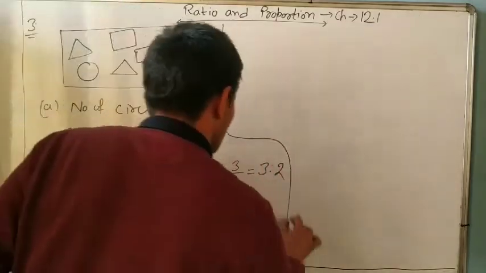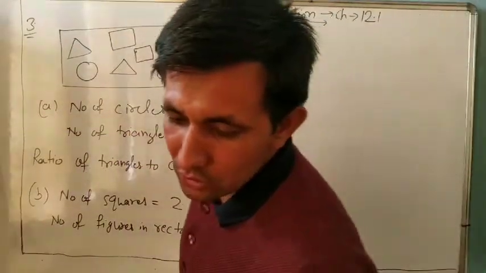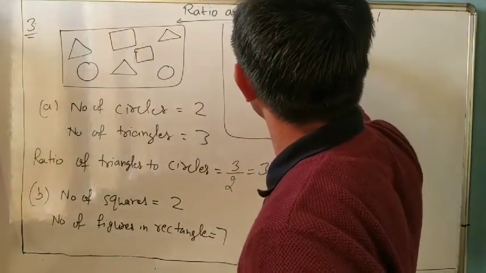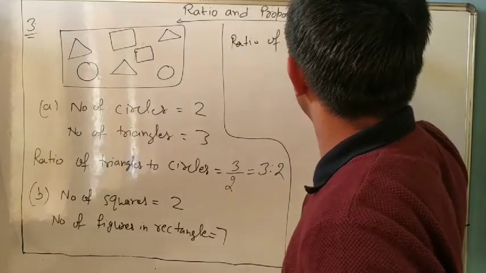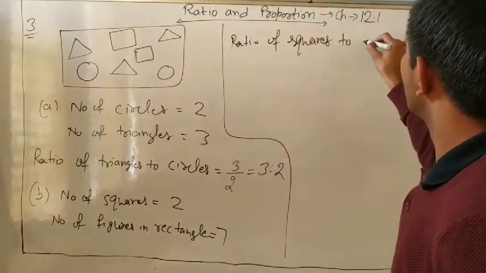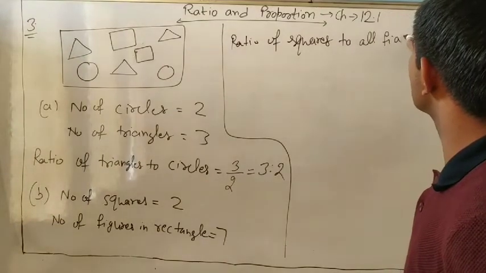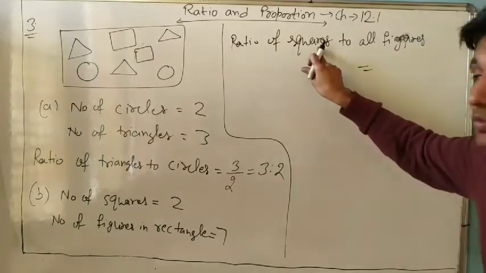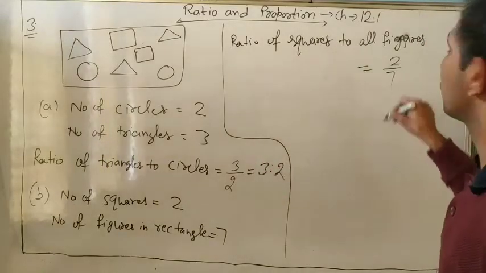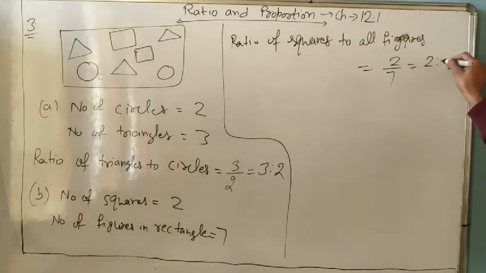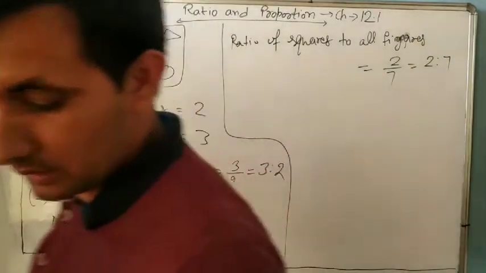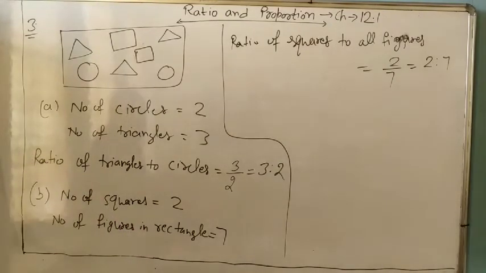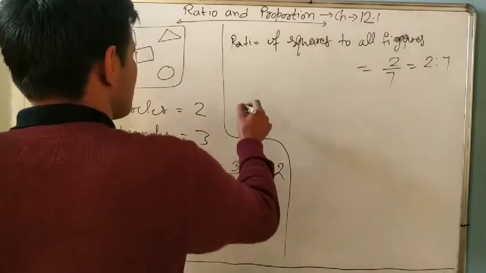So now we are finding the ratio of squares to all figures. First we write squares. Squares is how much? 2. 2/7. So 2/7 means 2:7. It is your answer.